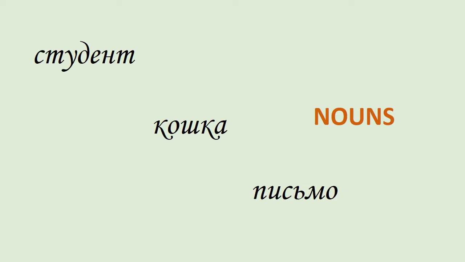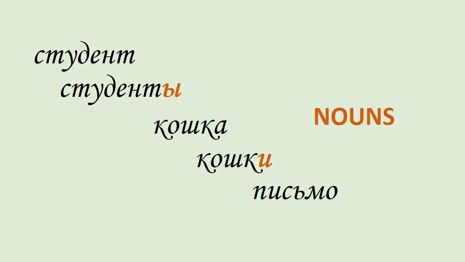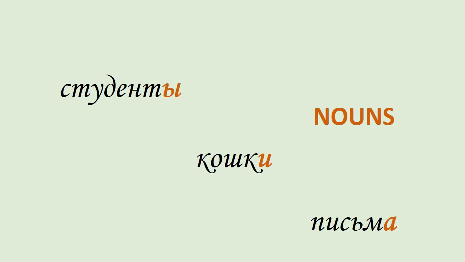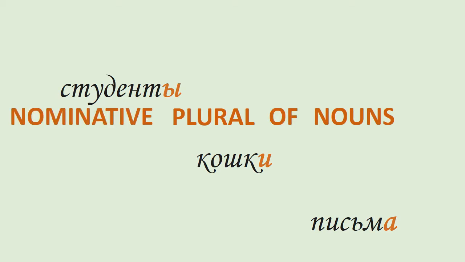студент, кошка, письмо. These are all nouns. What they have in common is that they are singular nouns. If you want to make them plural, you need to know how to do that. So in plural we have студенты, кошки, письма. As you can see, the forms look different. So today we will talk about how to make nouns plural in Russian.